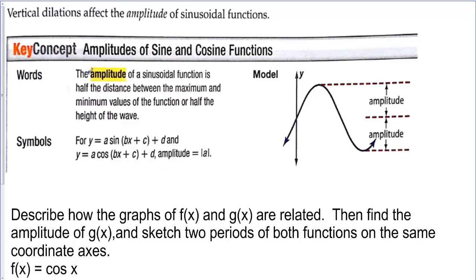Amplitudes of sine and cosine functions. The amplitude of a sinusoidal function is half the distance between the maximum and the minimum values of the function, or half the height of the wave. So you could say it is the amplitude from midline to the crest, or midline to the trough. Or you could go from trough to crest and just divide that by 2. For y equals a sine of bx plus c plus d and y equals a cosine of bx plus c plus d, the amplitude is the absolute value of a. So if we have y equals 2 sine of theta, the amplitude is 2. If it said -2 sine theta, the amplitude is still a positive 2.